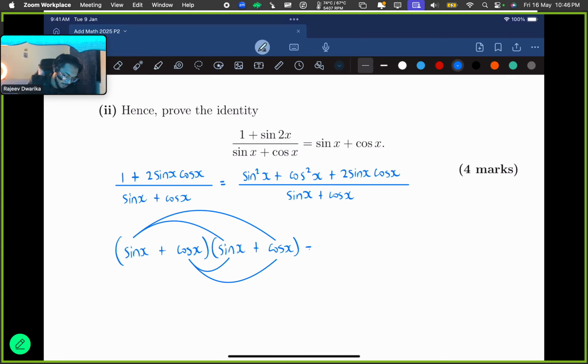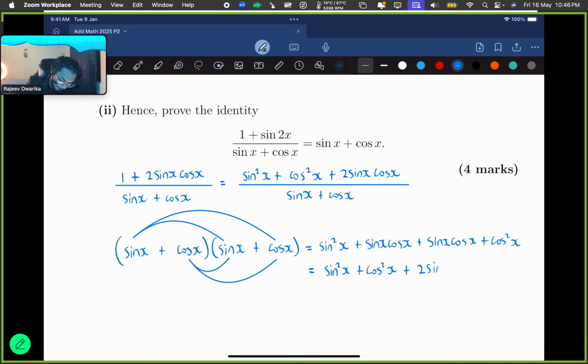So sine x by sine x is sine squared x. Sine x by cos x is sine x cos x. Cos x by sine x is sine x cos x. Cos x by cos x is cos squared x. I think you've seen it. That entire top formula is just sine squared x plus cos squared x.